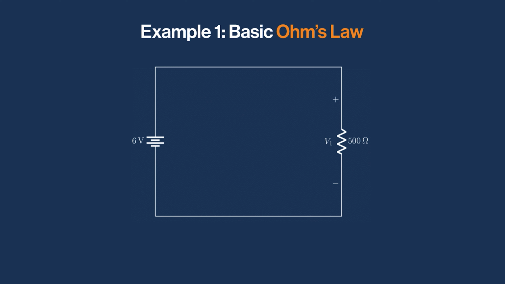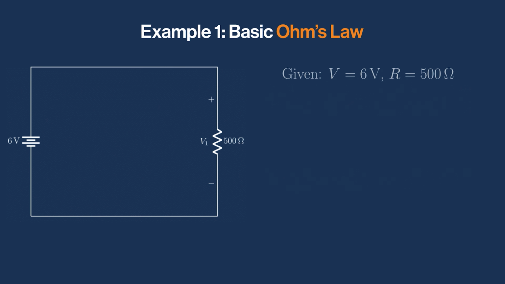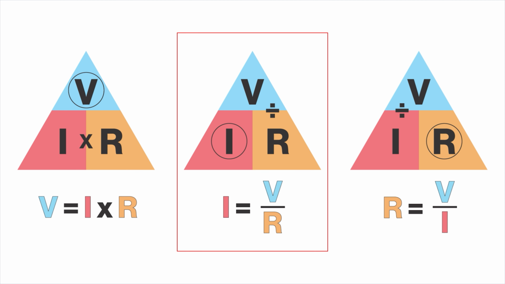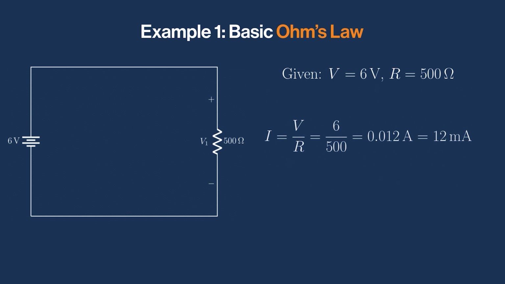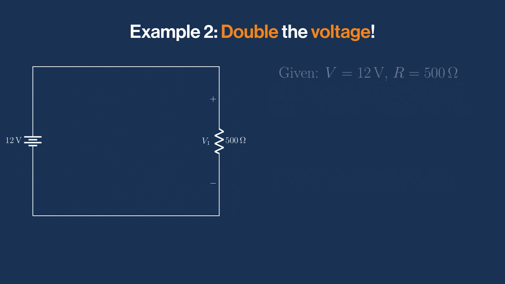Okay, now let's apply Ohm's law. Let's say we have a 6 volt battery and a 500 ohm resistor. Well, if we wanted to find out the current, we would just do I equals V divided by R. And that tells us that we have 12 milliamps flowing through the circuit. What happens if we double the voltage? Try using a 12 volt battery instead. Now we have I equals 12 divided by 500. And that gives us 24 milliamps. The key here is the more voltage, the more current, assuming the resistance stays the same.